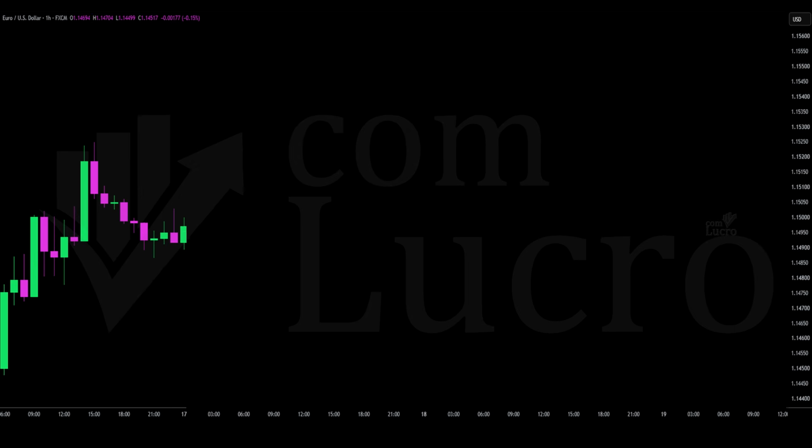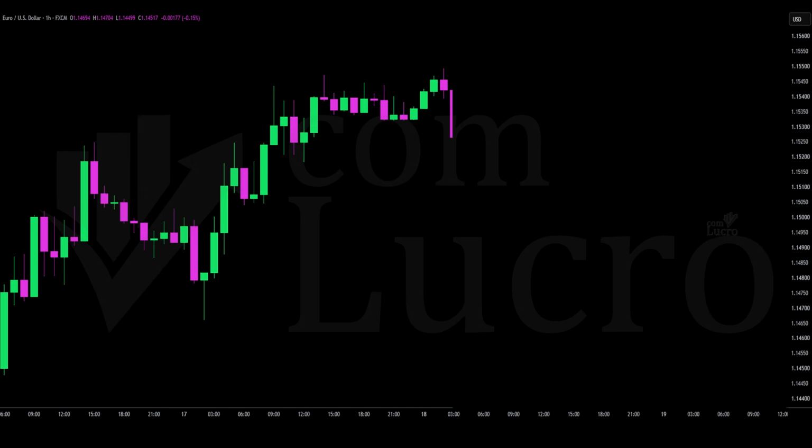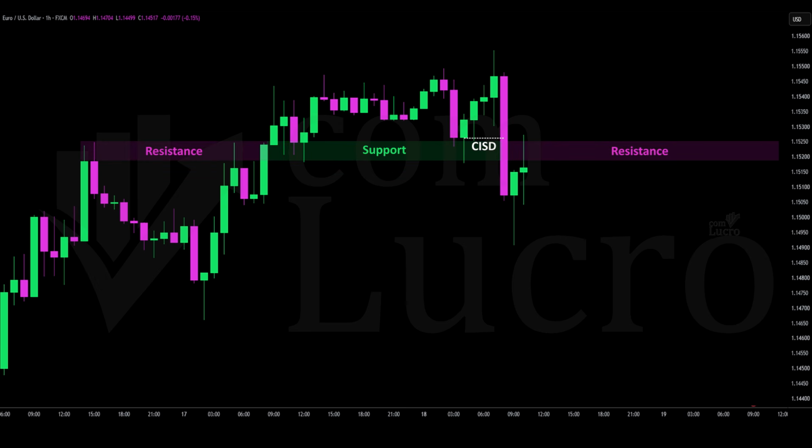Now let's look at a real chart example. Here we have euro-dollar on the 1-hour chart. If I draw a zone around this area, you can see that price has repeatedly reacted to it as both support and resistance. This tells us that it is a major market structure level that market participants are watching closely. Recently, price broke below this level and then pulled back into it.